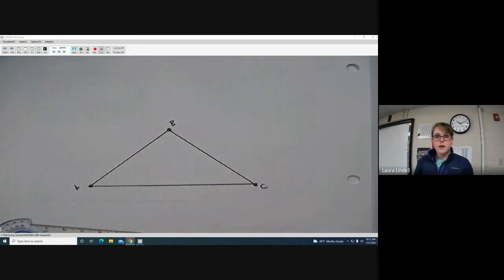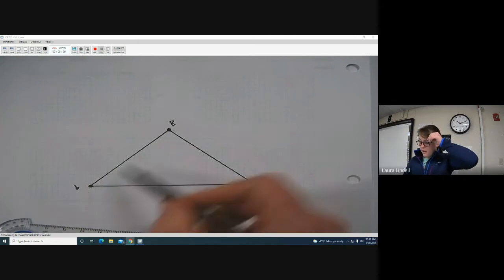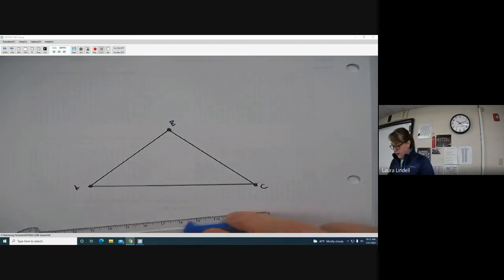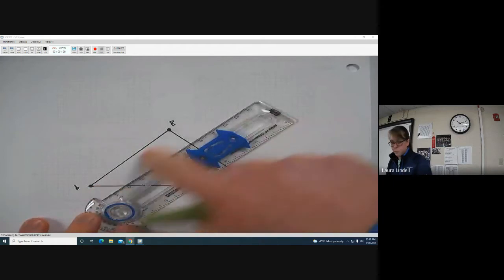All right. So for each of these segments here, we're going to make a perpendicular bisector. If you remember way back to first semester when we constructed them, they're going to cut the segment in half, and they're also going to be perpendicular, meeting up with it at a right angle.